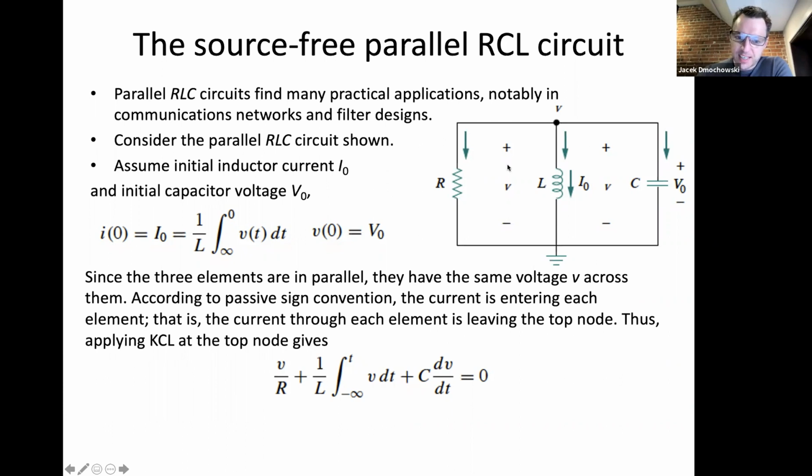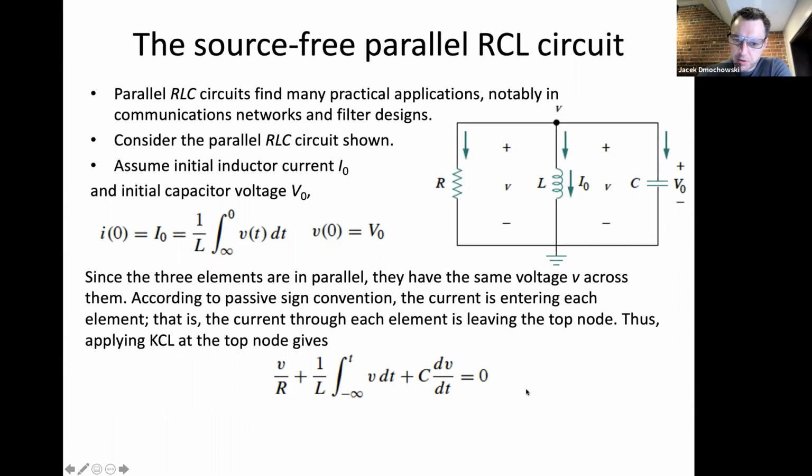So let's apply KCL at this node. The sum of these three currents has to equal 0. So the current through the resistor is V over R, Ohm's law. The current through the inductor is the integral of V divided by L. Remember that this is the equation for the current through an inductor. And then the current through the capacitor is equal to C times V prime.